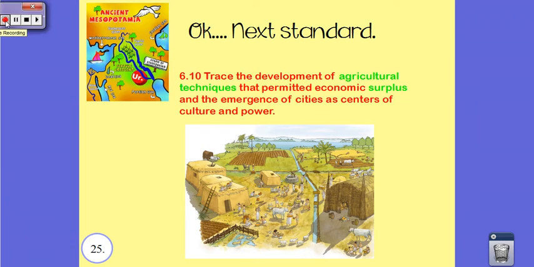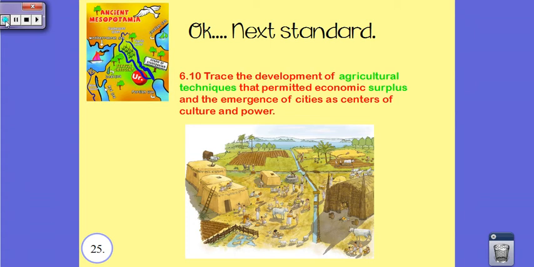You do need to know the agricultural techniques that were used in the city-states, specifically Sumer, and what that agricultural technique allowed for, I suppose you could say, what it helped their city-state to become.